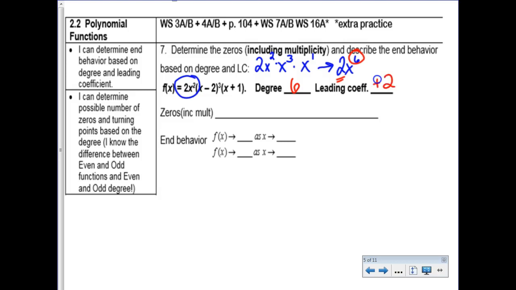So with that in mind, a degree of 6 is a cousin of the quadratic. So the ends either go up, up, or down, down. Which one is this? Up, up. Yeah. So the ends go up, up. I'm just going to make a little note to myself.